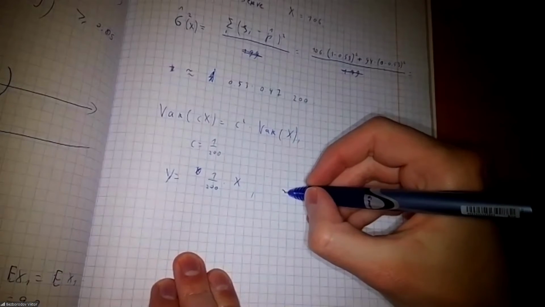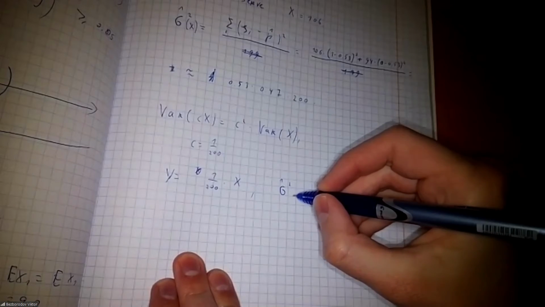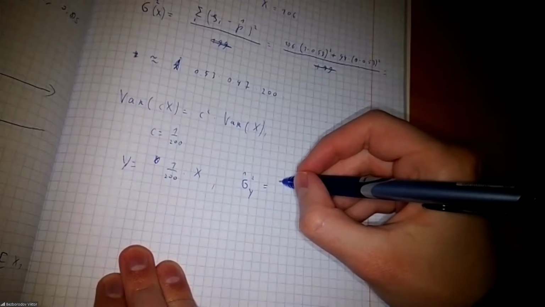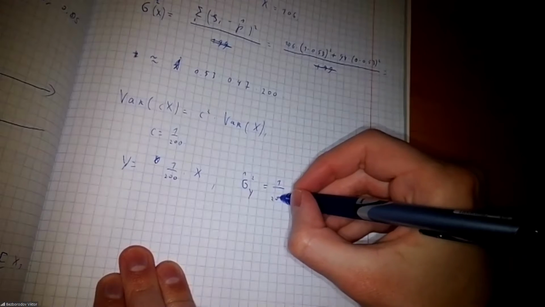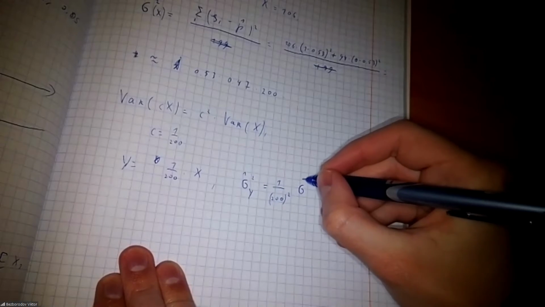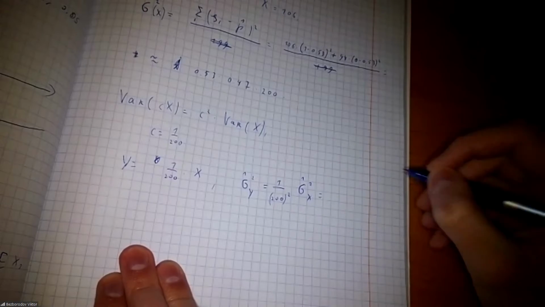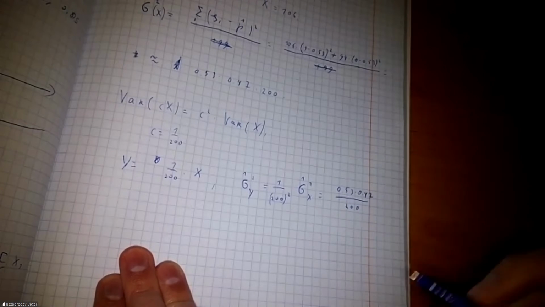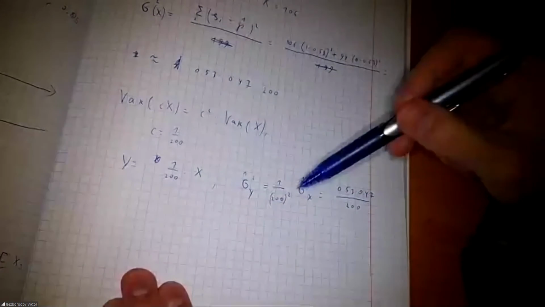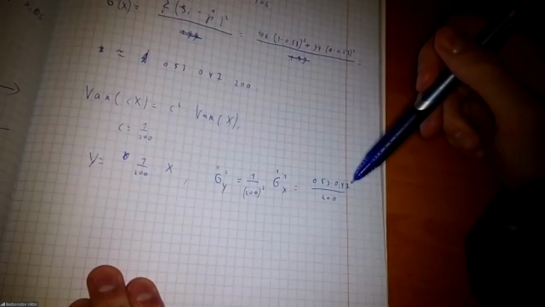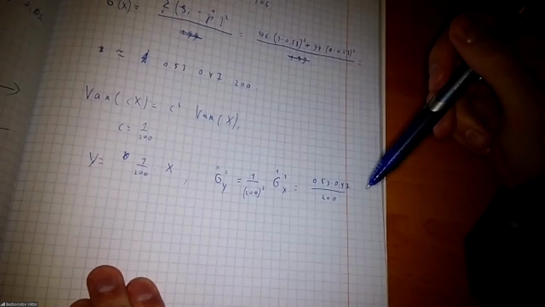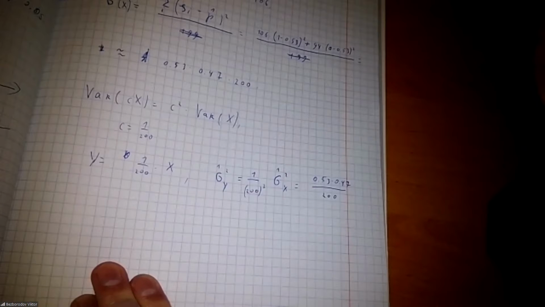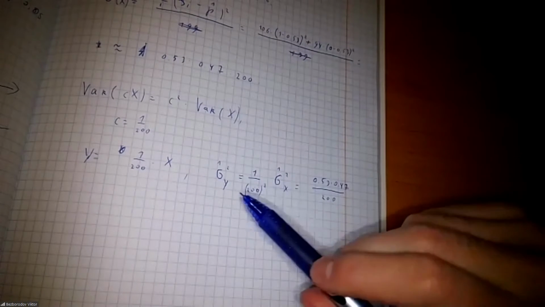And in this case, the variance of y, I will write like this. Variance of y is going to be 1 over 200 squared times the variance of x. So this is going to be this product divided by 200, because it was multiplied, now we divide it by the square of 200. So this is going to be the variance of y.